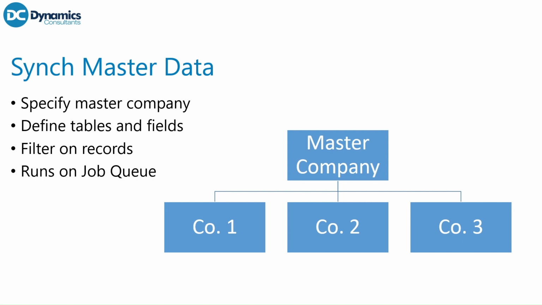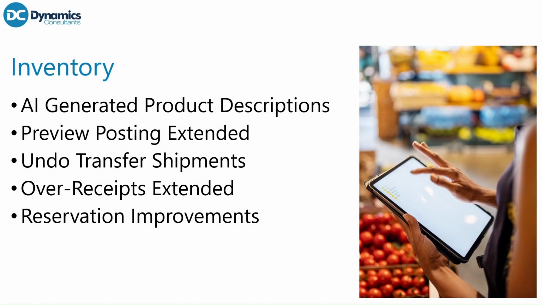So again, I think that's a big improvement, and it just helps you maintain consistency across multiple companies that you might manage. The next area we're going to cover is inventory. So there are a few key bits I want to cover. New AI generated product descriptions within Business Central, the extension to the preview posting functionality, the ability to undo transfer shipments, extension of the over receipts functionality, and improvements to reservations.